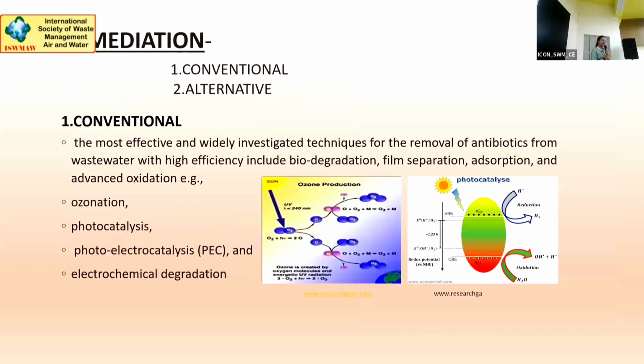So to remediate the kanamycin effect, there are two methods. One is conventional and another one is alternative. For the conventional method, there are several methods like ozonation, photocatalysis, PEC, and electrochemical.